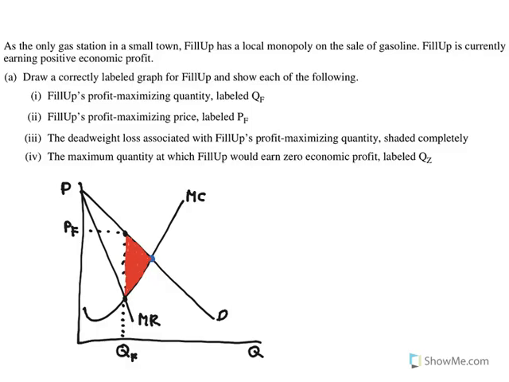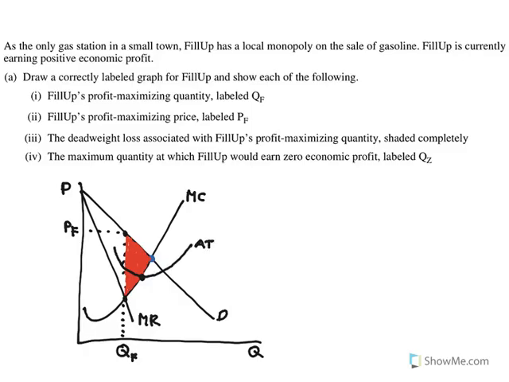All right, and then finally, it wants the maximum quantity at which Fill-Up would earn positive economic profits. To do this, we need to add in the average total cost curve. Because we're making a positive economic profit, we have to put minimum ATC below the demand curve, so we'll put it right here. Then we swing up and swing up.